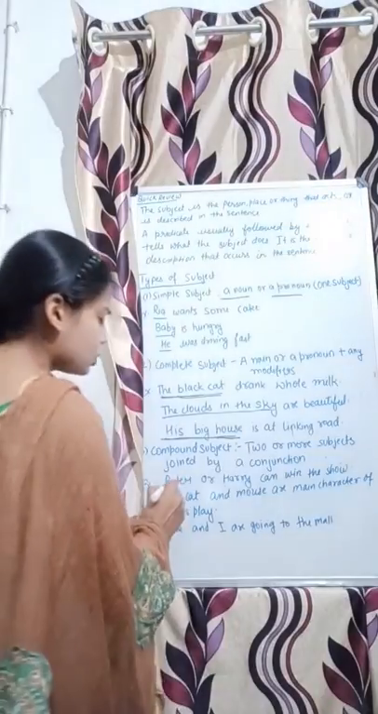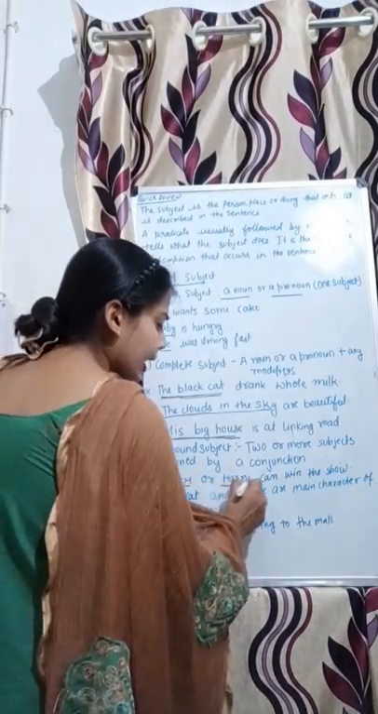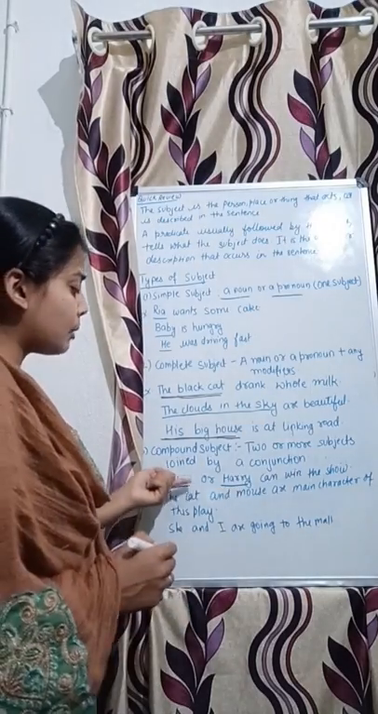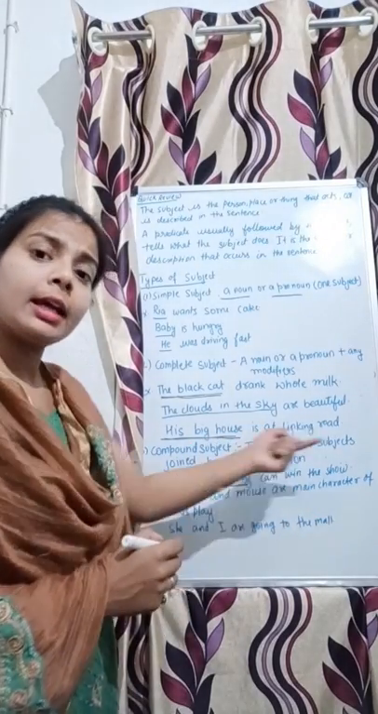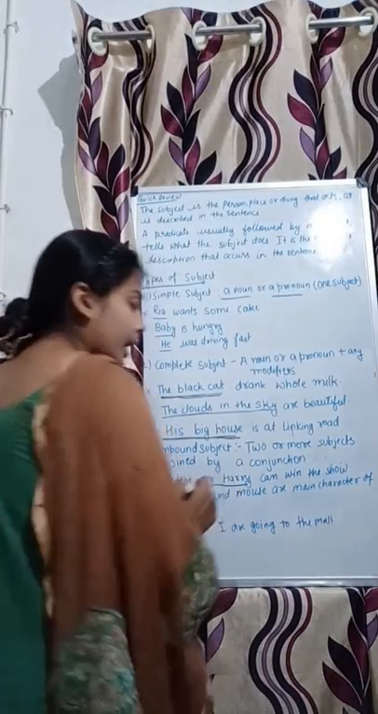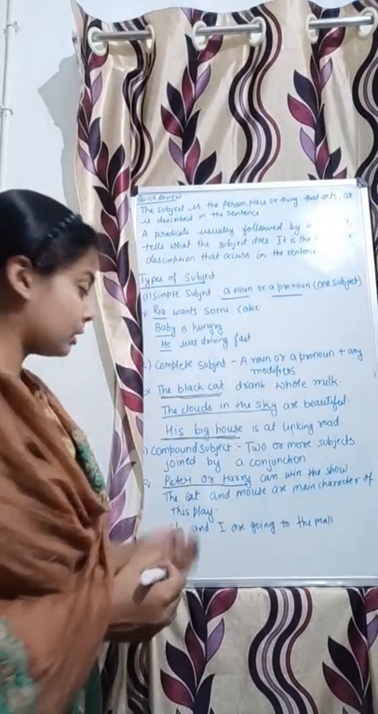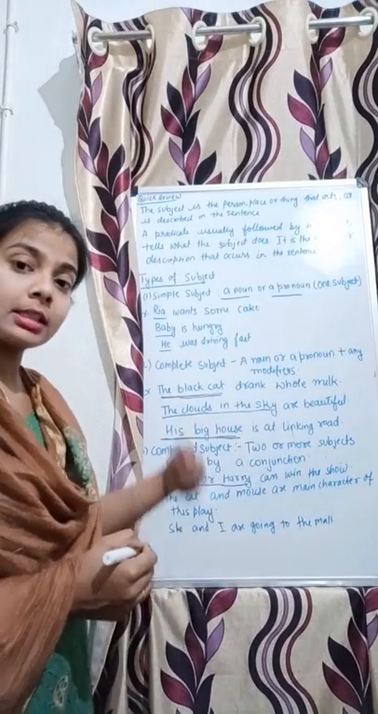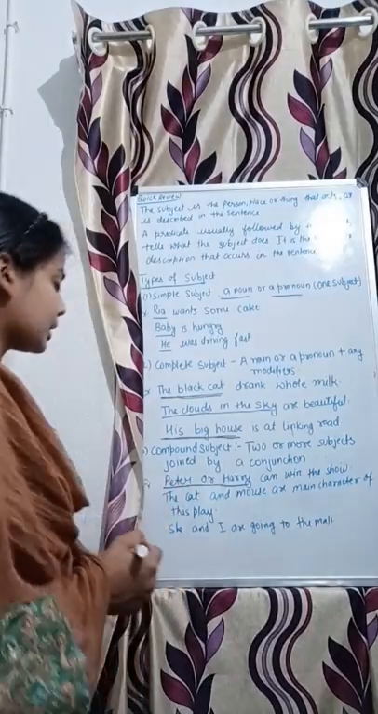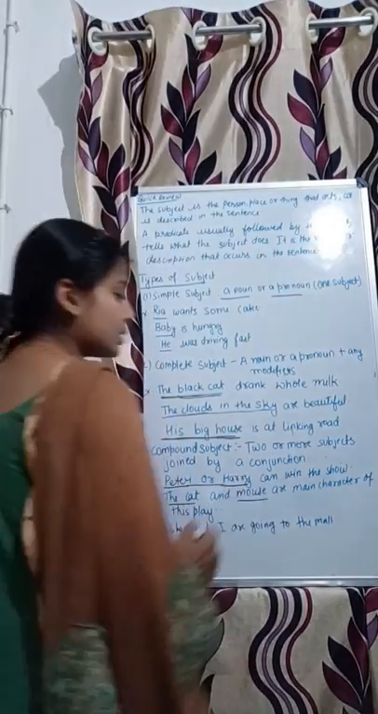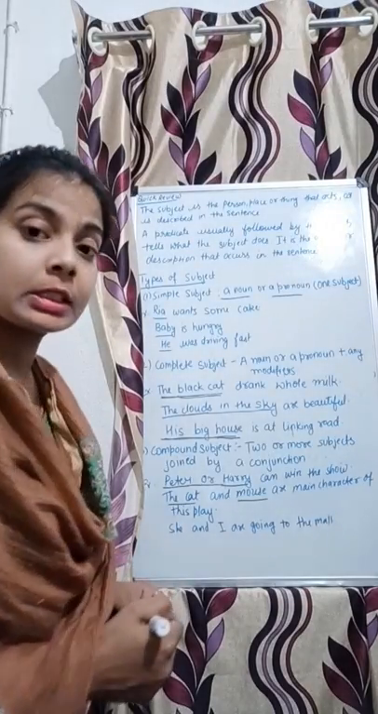Now here there are two nouns, Peter and Harry. And this sentence is talking about Peter also and Harry also. So these all will be considered as compound subject. Peter or Harry, this will be considered as compound subject. Once again, take another example. The cat and mouse are main characters of this play.